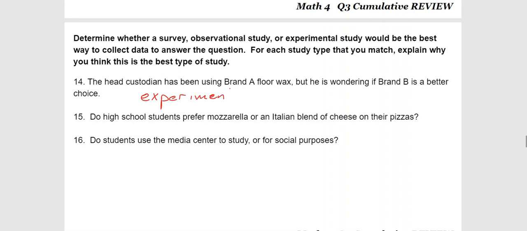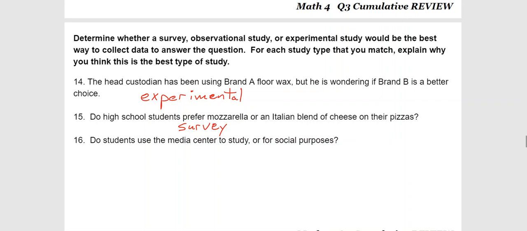Because you would have one hallway that is the group that gets no changes whatsoever. They get the same thing. But then there's the other hallway that's getting the new wax. And so you're watching the two to see if there's a difference between the two. And so that's an experimental study. Do high school students prefer mozzarella or Italian blend cheese on their pizzas? That is something that a survey could definitely answer.